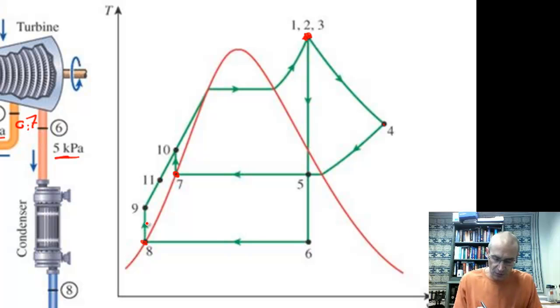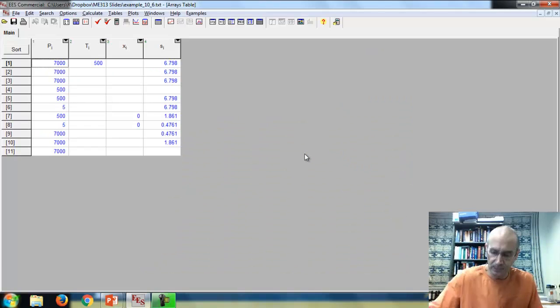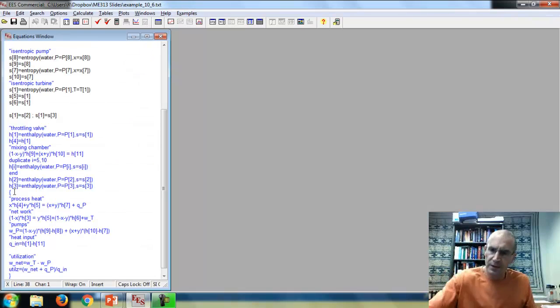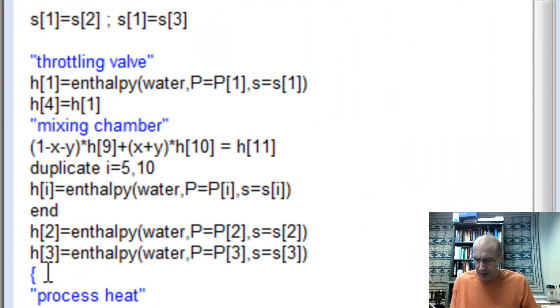Point 11 was the other one we needed, and that's over the mixing chamber. We're going to do an energy balance, mixing 9 and 10 to find 11. Those are the two equations I'm going to add now to EES. Here I went ahead and had that throttling valve that was isenthalpic. There I found the enthalpy at point 1 and set that equal to 4.